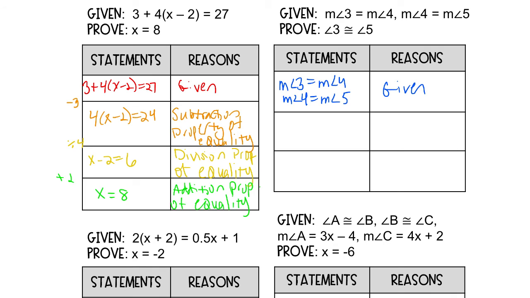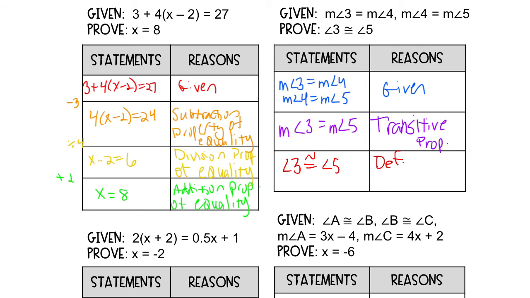Well, really similarly to what we did in our reasons on the front, I can write the measure of angle 3 equals the measure of angle 5, and that's the transitive property. And then the last part that we talked about when we did geometric proofs the first time, we can say that angle 3 is congruent to angle 5 because that's the definition of congruent angles. Angles that have the same measure are congruent angles.